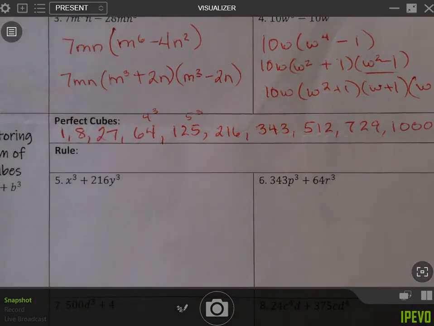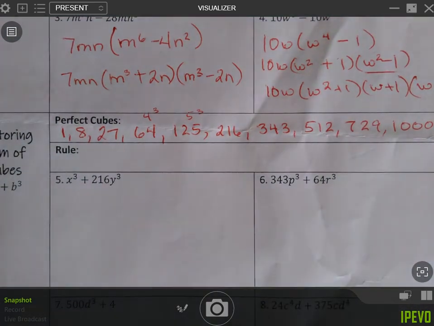Now, before I even teach you the rule, I want to take a side step here. Do you have your calculators out? Graphing or regular, I don't care. Grab a calculator. I want to show you how to put a cube root in your calculator.